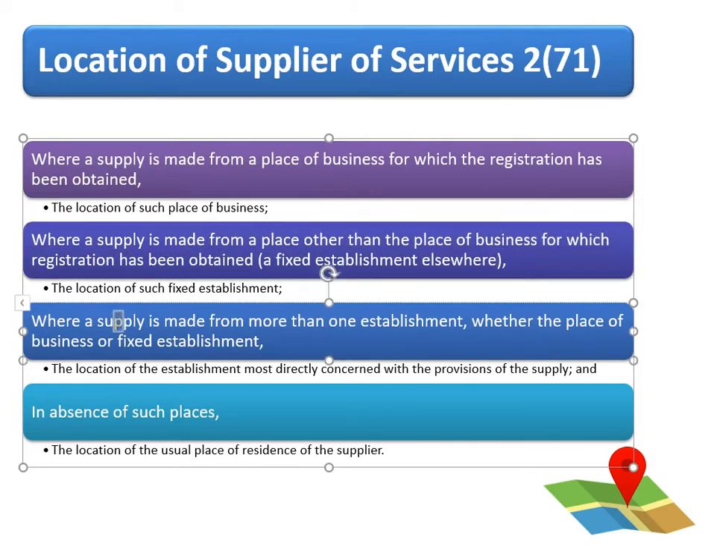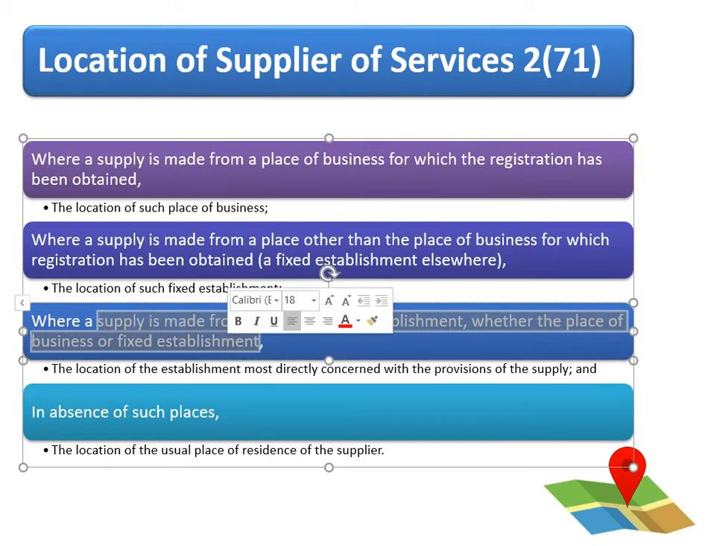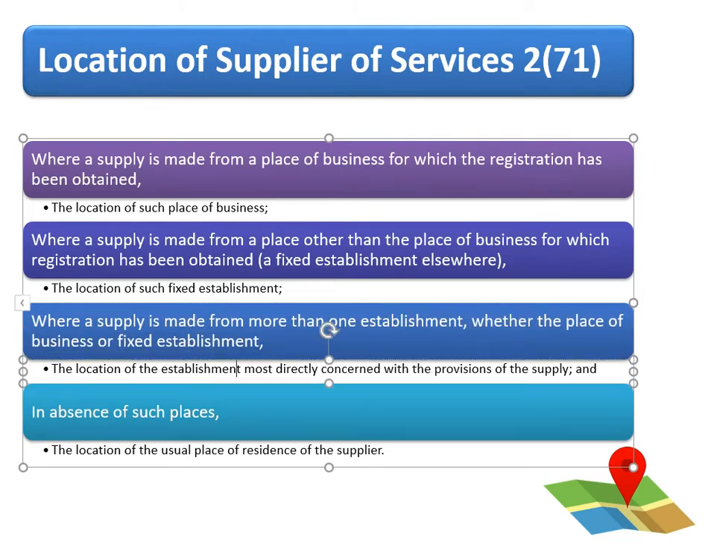Now, where the supply is made from more than one establishment, whether the place of business or fixed establishment, in that case the one which is most directly concerned with the provision of the supply. In the absence of such places, the residence of the supplier.